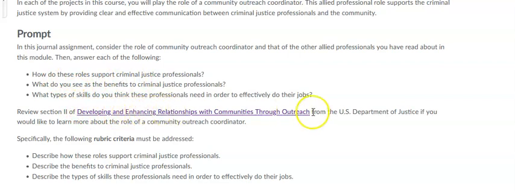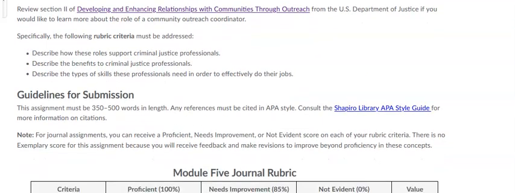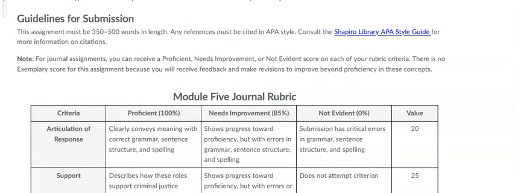Review this link here. It's an excellent link, by the way. And specifically, you're following the rubric criteria. You describe. Describe is a taxonomy. In other words, it tells you what you need to do mechanically or functionally to explain yourself. Basically, how these roles support criminal justice professionals, the benefits to CJ professionals, and the types of skills these professionals need. Again, make sure that your references are there in APA style.